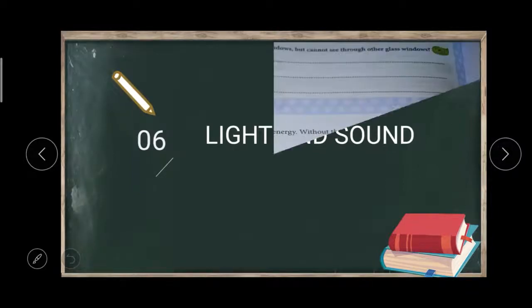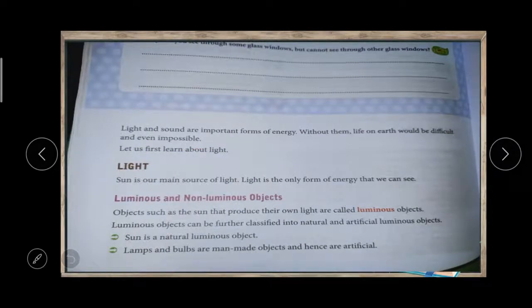So first we are going to learn about light. Light and sound are two important forms of energy. The sun is the main source of light. Without light we can't see anything, right? With light only we can see everything. If you go outside at night in a dark place, are you able to see anything? No. With the help of a torchlight only you can see the objects near you, right? So without light we can't see anything.